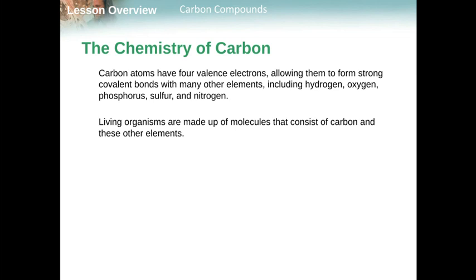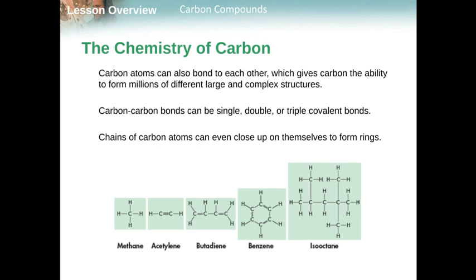Now, carbon atoms have four valence electrons, if you recall from lesson 2.1. This allows them to form strong covalent bonds with many other elements, including hydrogen, oxygen, phosphorus, sulfur, nitrogen, and others as well. Living organisms are made up of these molecules that consist of carbon and these other elements. They can also bond to each other, which gives it the ability to form millions of different large and complex structures, everything from the graphite that is in your pencil to gasoline that is in your car.